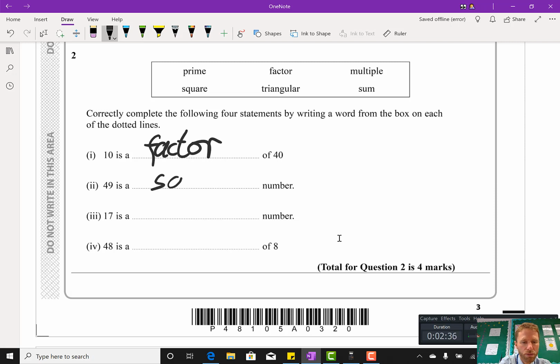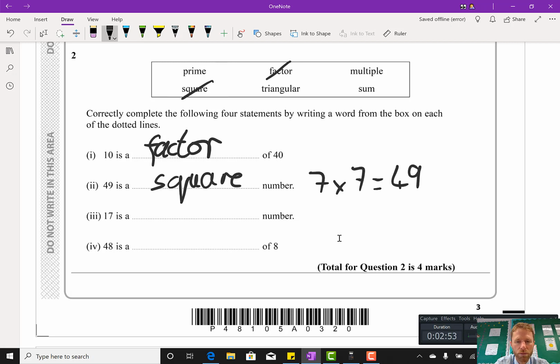49 is a square number. I know this because 7 multiplied by 7 is 49. 17 is a what kind of number? Well, I have used square, I have used factor. So left I've got prime, triangular, multiple and sum. Well, multiple doesn't make sense. 17 is a multiple number, doesn't make sense, so it can't be that. 17 is a sum number, that also doesn't grammatically make sense, so it's either triangular or prime.